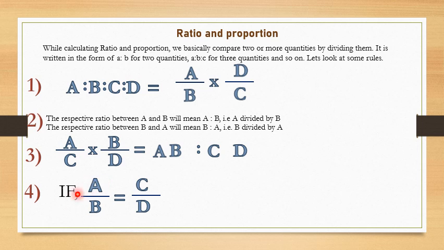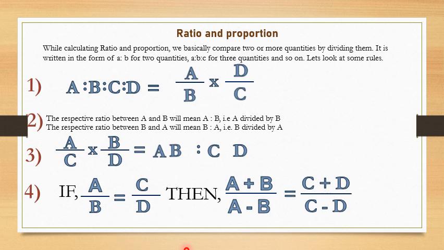operations I do on A by B will also be applicable to C by D. So A plus B by A minus B, here I added the denominator to the numerator and I also subtracted the denominator from the numerator. It will also be same when done to C by D. The values for both these terms will always be equal, that is only if A by B and C by D are equal. Let us look at some questions and try to understand the concepts better.